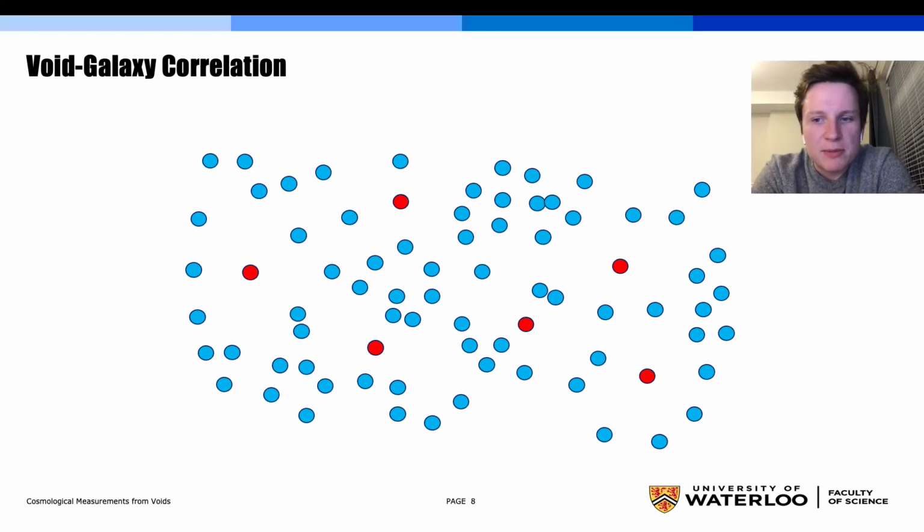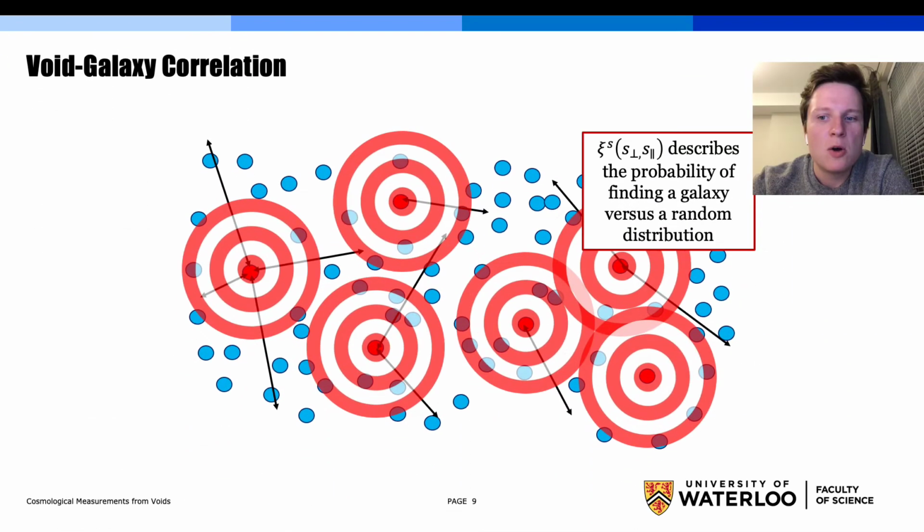The way that we actually measure void profiles and distortions is by using void galaxy cross correlations. Here, we take our void centers that we have found in our tracer fields. The void centers are shown here as the red dots in our tracer field represented by the blue dots. We can correlate these center positions with nearby galaxies. Here, these concentric circles out from the void centers show the bins in which we count galaxies.